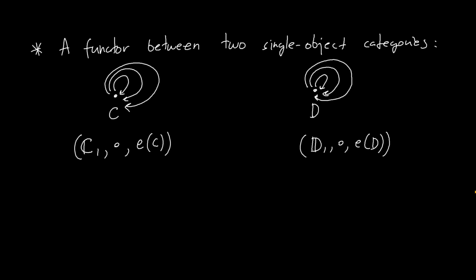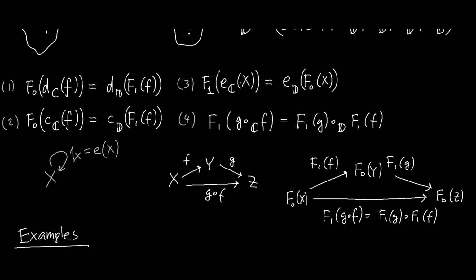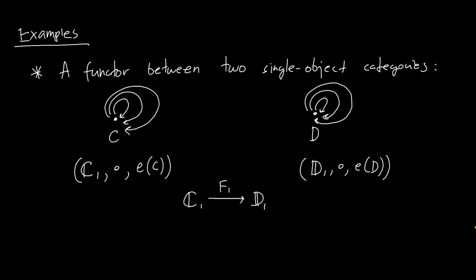Now, we already remarked that the F0 map of the functor is uniquely determined by the F1 map. But in this case, this is even more obvious because there is only one object here. So the F0 map must map this unique object to the unique object on the other side. Hence, we can ignore its presence because it's uniquely determined. So then a functor becomes reduced to the F1 map. So it will be a function from C1 to D1. And we can now write down these four properties for the functor in this special case.